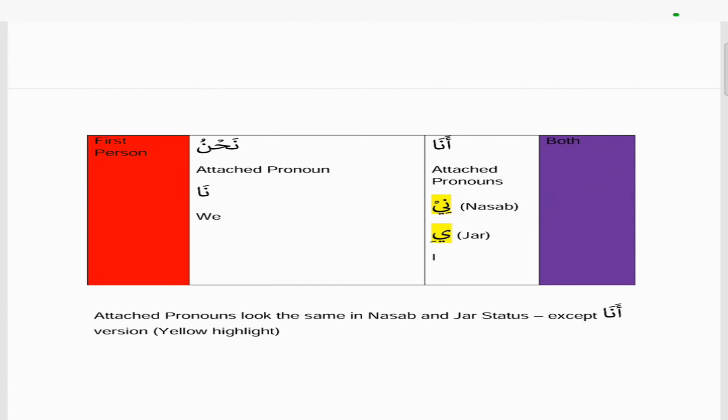And then the independent pronoun ana, as an attached pronoun, can take two forms. One is ni, and that's the nasab version. And the other is yi, which is the jar version. And then nahnu, the independent pronoun meaning "we," as an attached pronoun just becomes na.